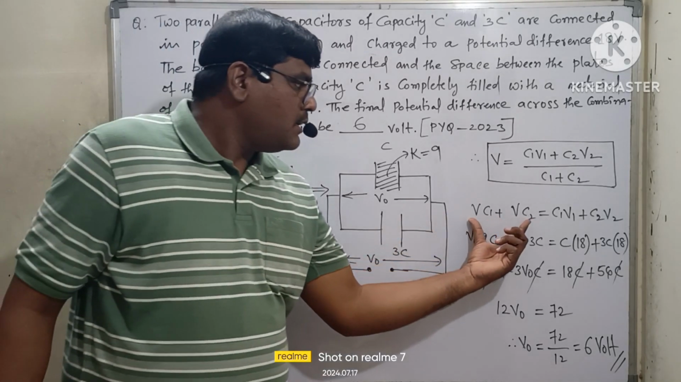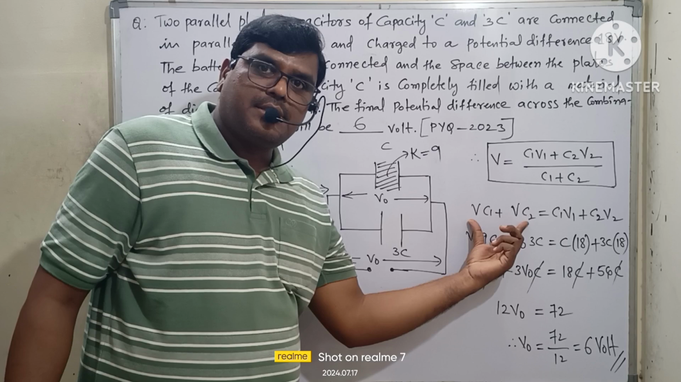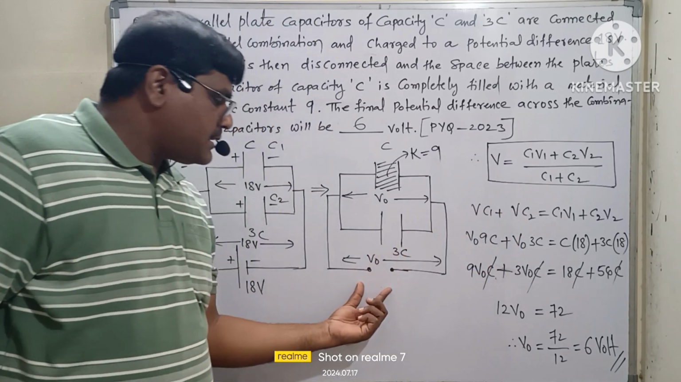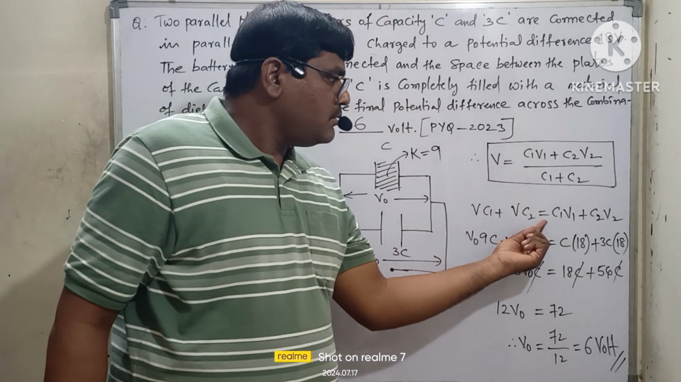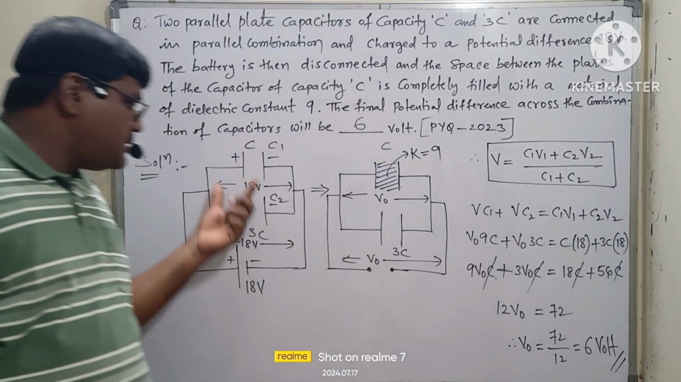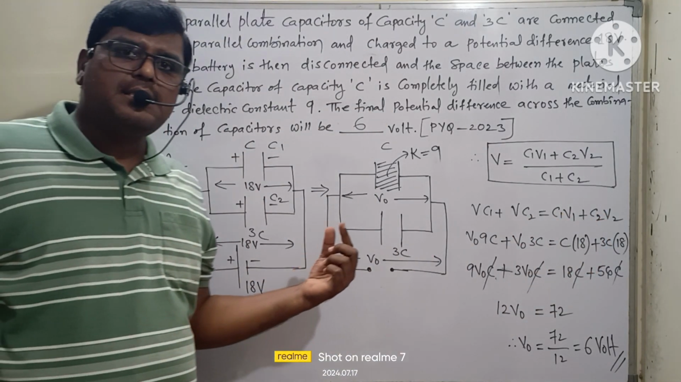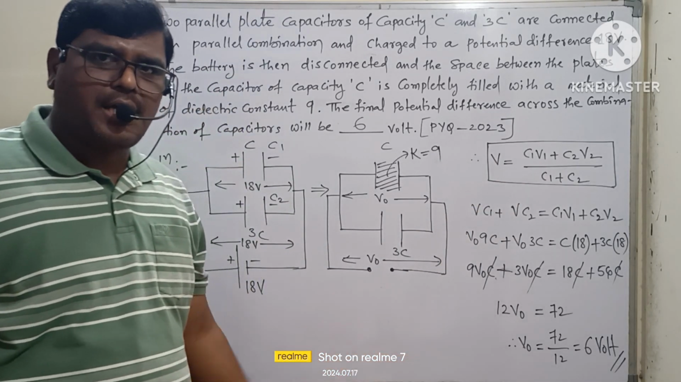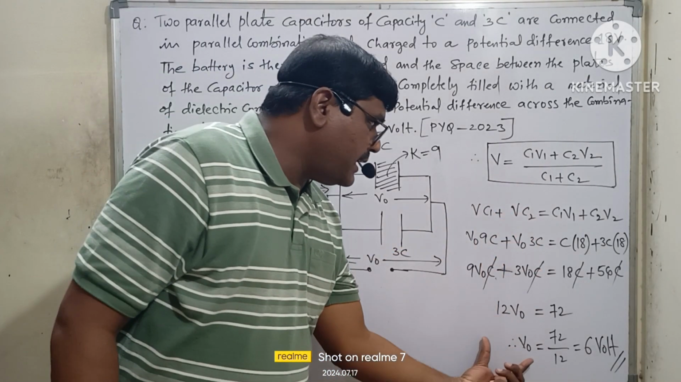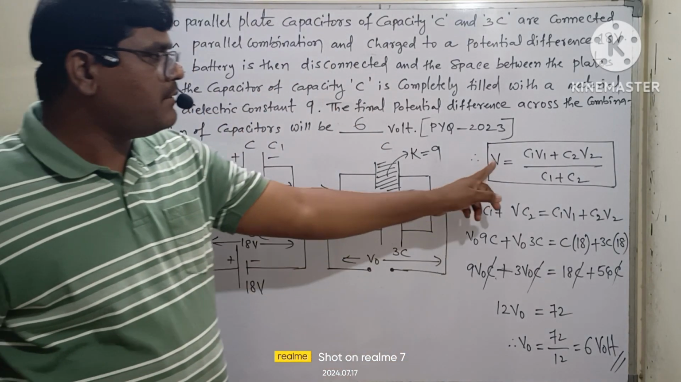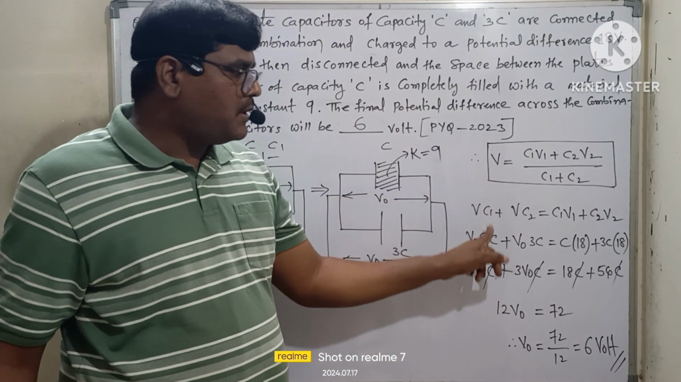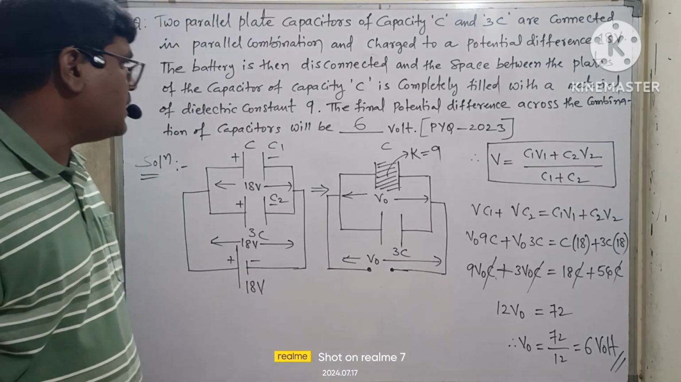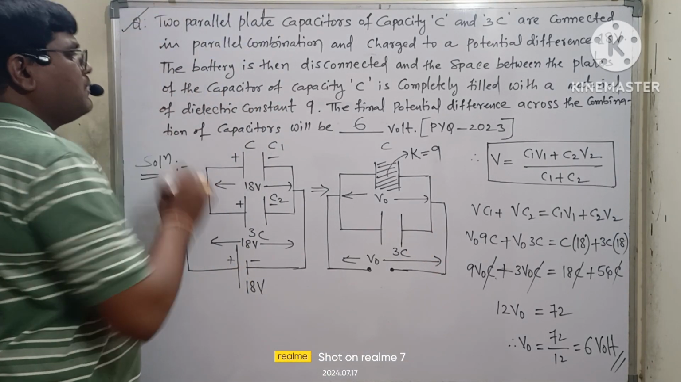Total charge of the system after disconnecting is equal to total charge of the system when the battery is connected. According to the law of conservation of charge, we can write it like this. Otherwise, we have a formula, and from this formula also you can derive it. This is the answer to the question.